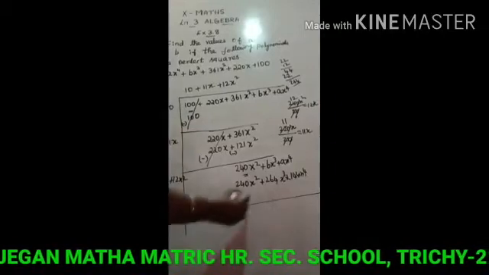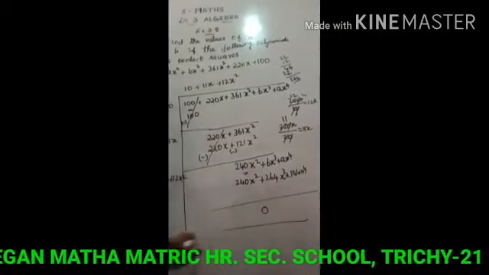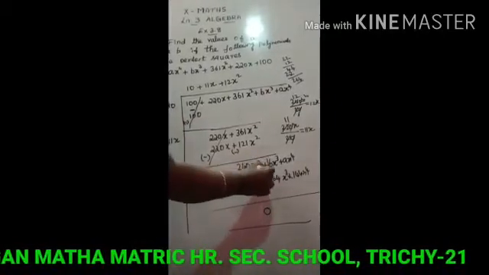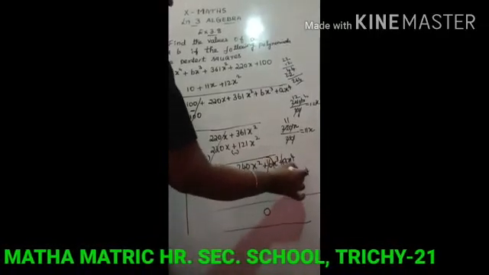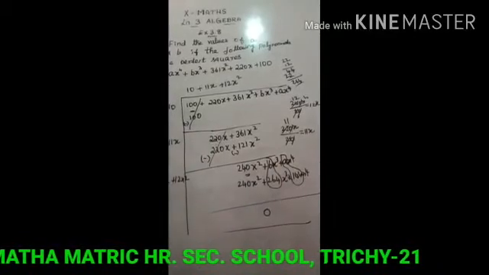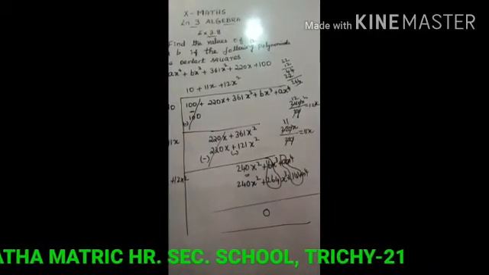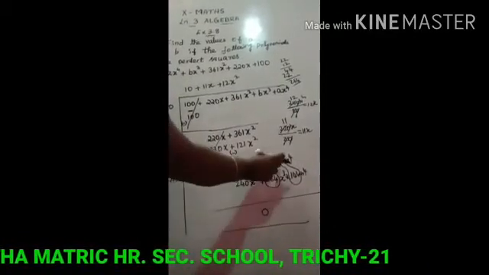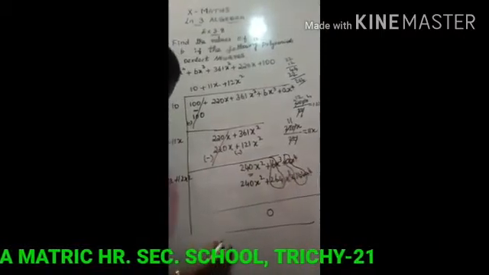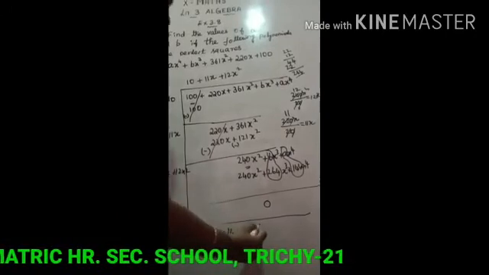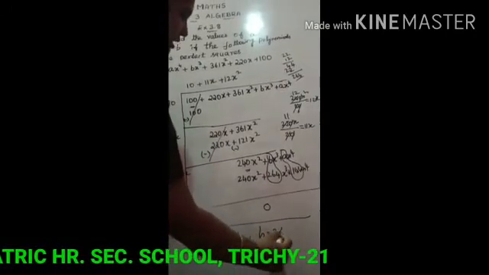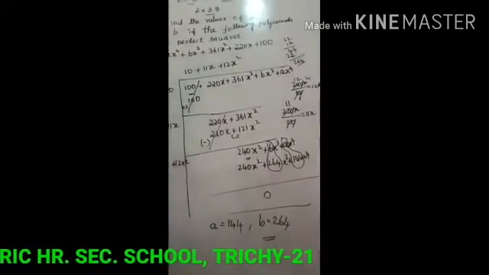So in this expression we have 0. b is equal to 264, then a is equal to 144. So the given polynomial is a perfect square when the value of a is equal to 144 and the value of b is equal to 264. This is the answer for the second one.